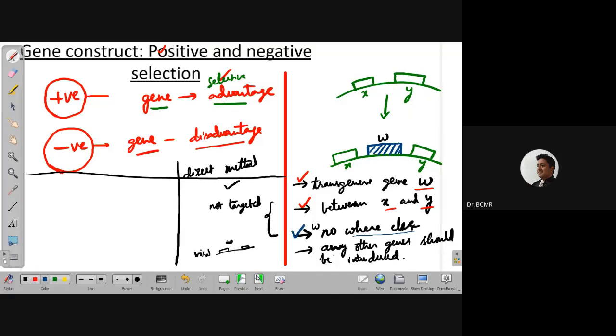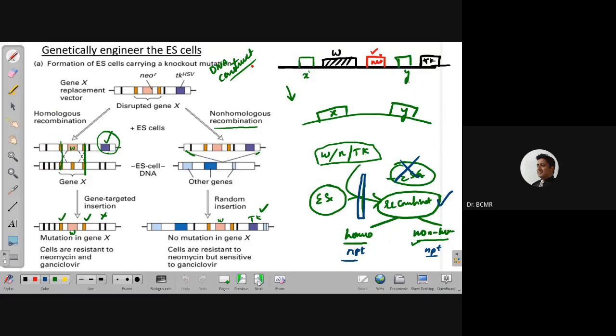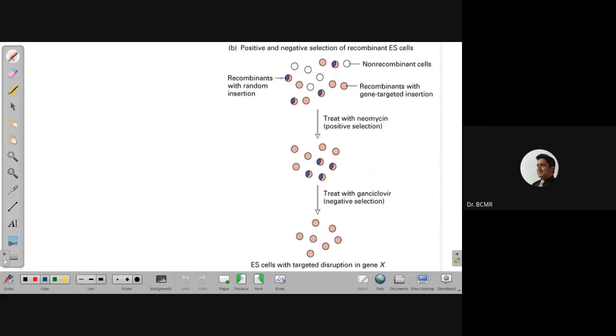That is compromised, right? We cannot be sure whether integration is only in X and Y and nowhere else. So for that, we need to do another staining. Again, here is the positive and negative selection. You have recombinants with random integration insertion, that is non-homologous recombination. These are non-recombinants which did not receive any DNA. These are recombinants with homologous recombination. And once you add neomycin, only recombinants will grow.